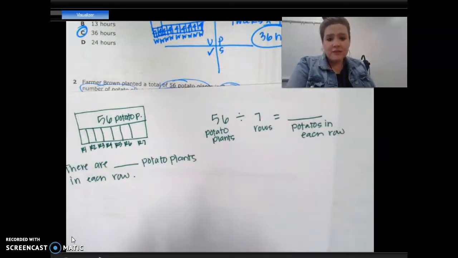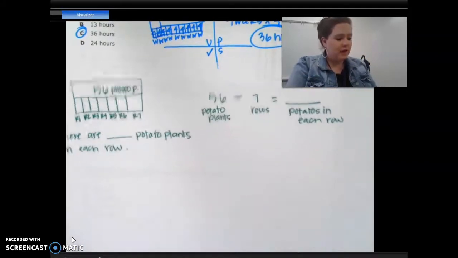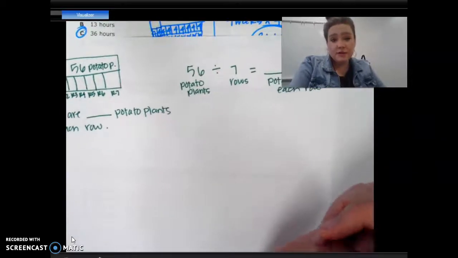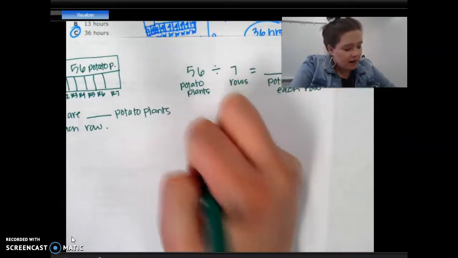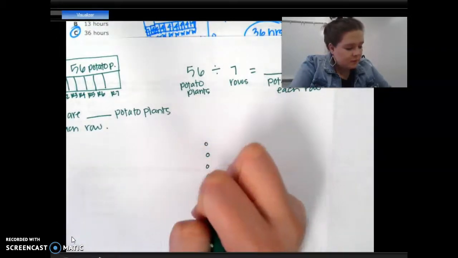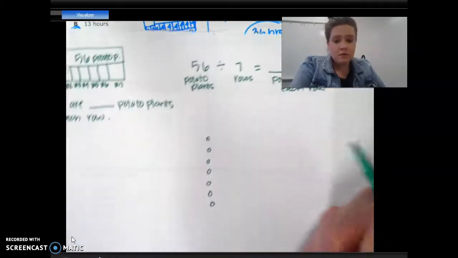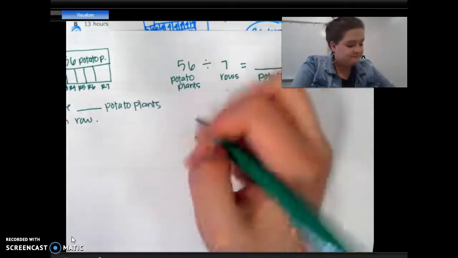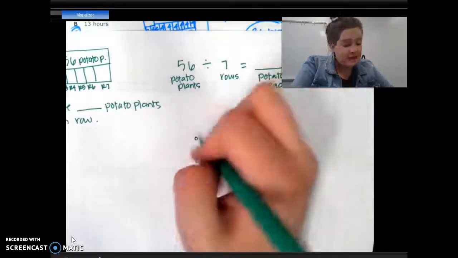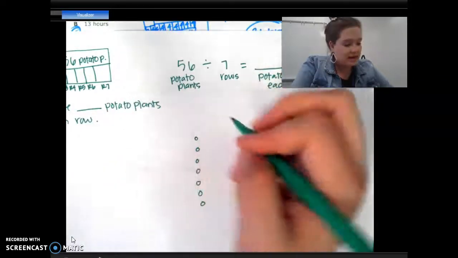There's lots of different ways that you could solve this problem. Okay? I'm going to build an array because I like building arrays. I know that I have 7 rows. 1, 2, 3, 4, 5, 6, 7. And then you're just going to keep counting as you put your array together.